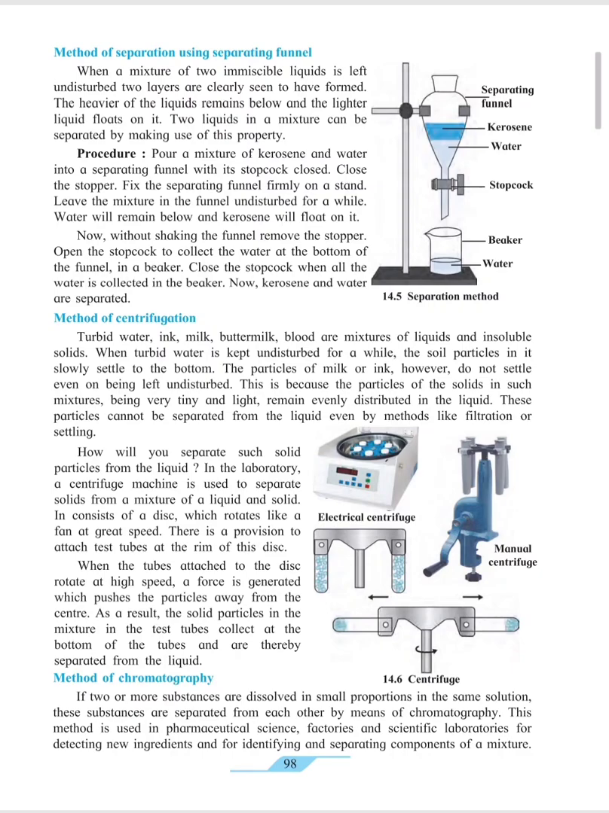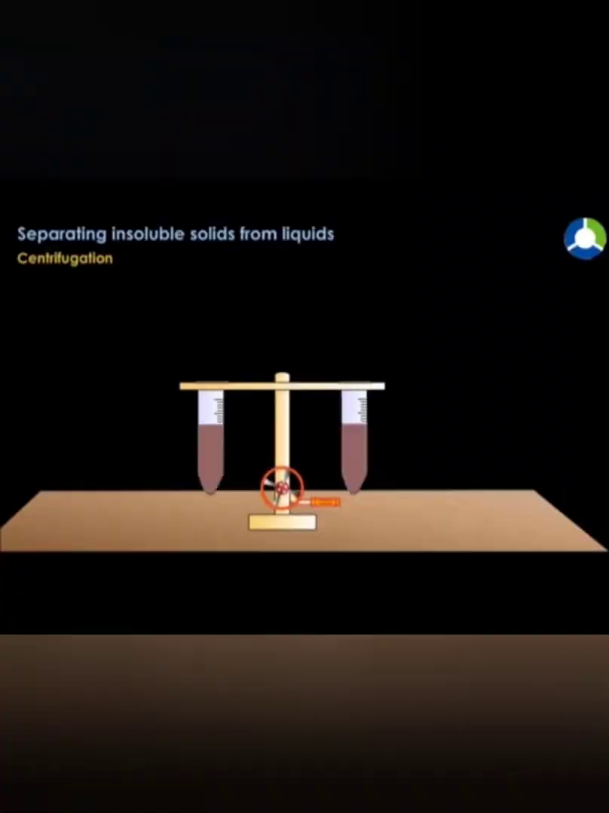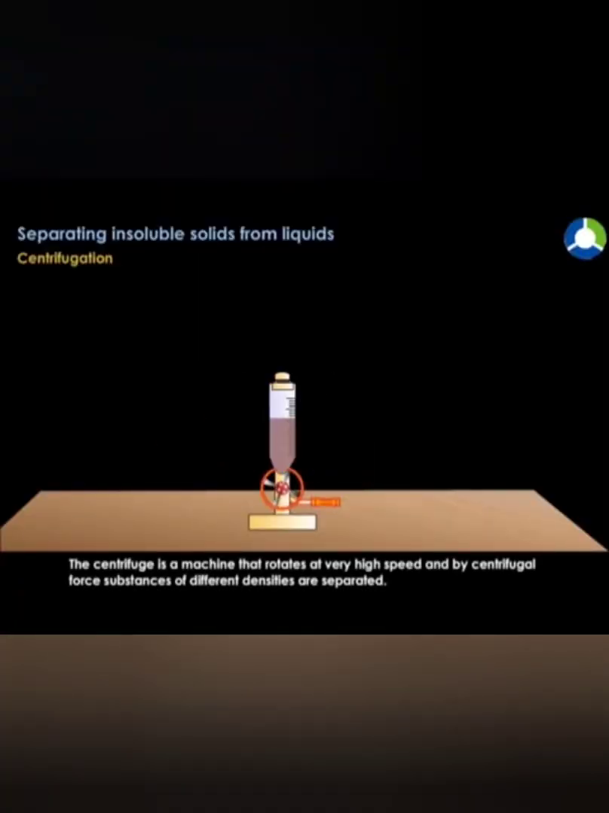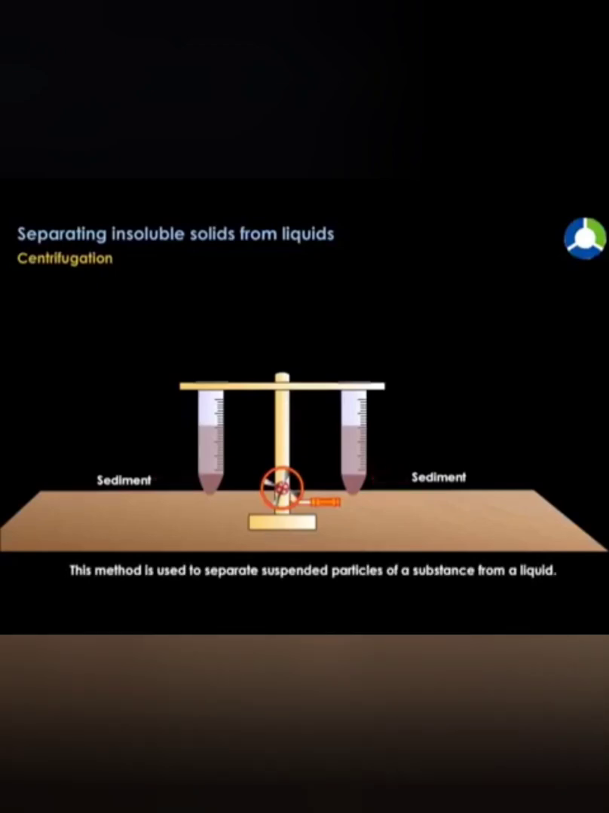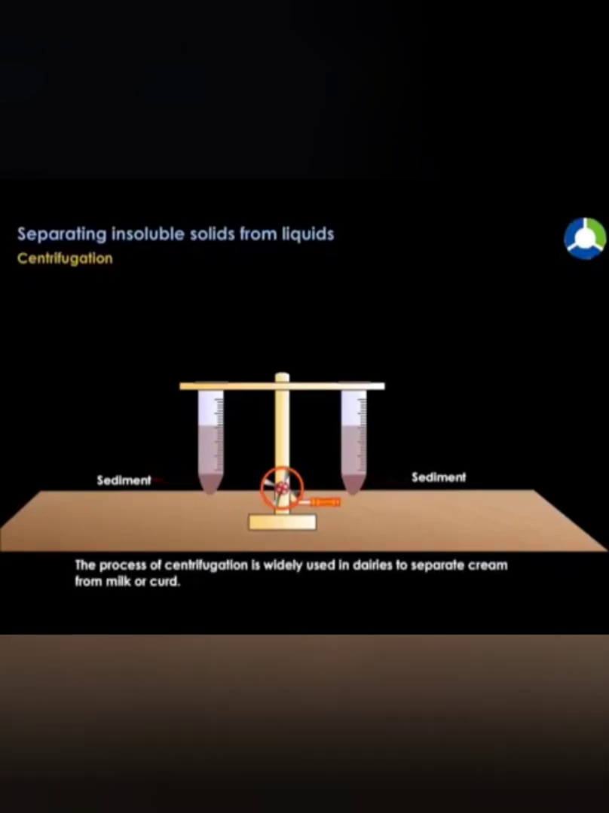Let's see how the method of centrifugation works. Centrifugation. The centrifuge is a machine that rotates at a very high speed, and by centrifugal force, substances of different densities are separated. This method is used to separate suspended particles of a substance from a liquid. The process of centrifugation is widely used in dairies to separate cream from milk or curd.